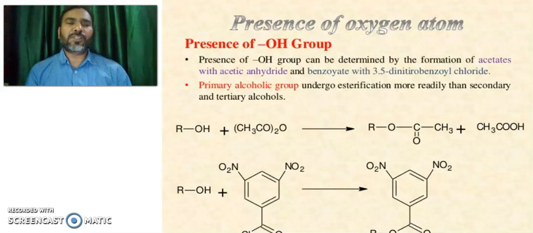Generally, the presence of OH groups can be determined by formation of acetate with acetic anhydride and benzoylation with 3,5-dinitrobenzoyl chloride. A primary alcoholic group undergoes esterification more readily than secondary and tertiary alcohols. You know that. So you can see the reactions: ROH gives the ester, and 3,5-dinitrobenzoyl chloride reacts with alcohol forming these products.